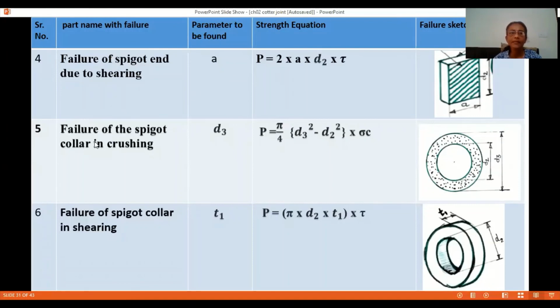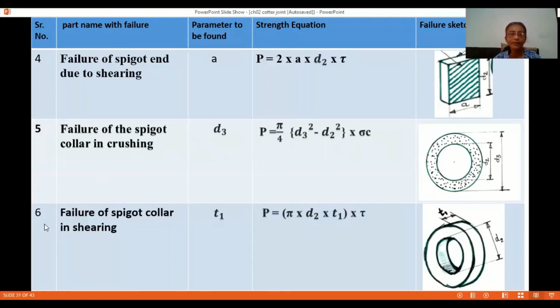Fifth step is spigot collar in crushing failure. So this is the failure sketch. Strength equation is pi by 4 d3 square minus d2 square into sigma c. And from this equation, we will find the safe diameter of the spigot collar, which will resist crushing failure.